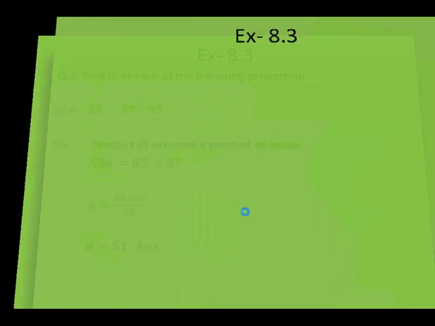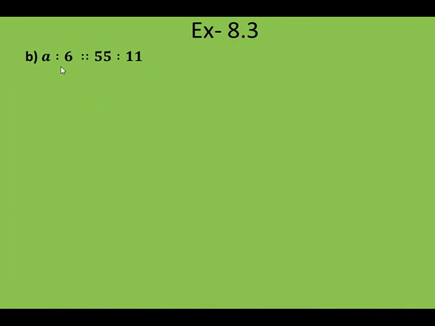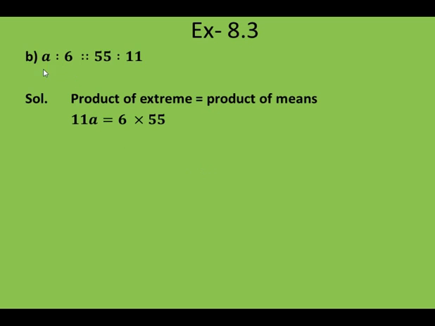Then we are having B part. A is to 6, proportion 55 is to 11. So we have to find the value of A. As they are in proportion, so product of extremes will be equal to product of means. So extreme terms are 11 and A, 11 into A, and mean terms 6 into 55, 6 and 55. Now A will be equal to, by transposition 11 will divide the term 6 into 55. So we get the value 30 as our answer. Okay, the value of A is 30.